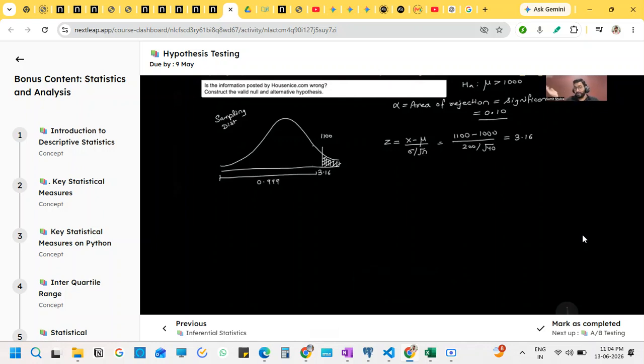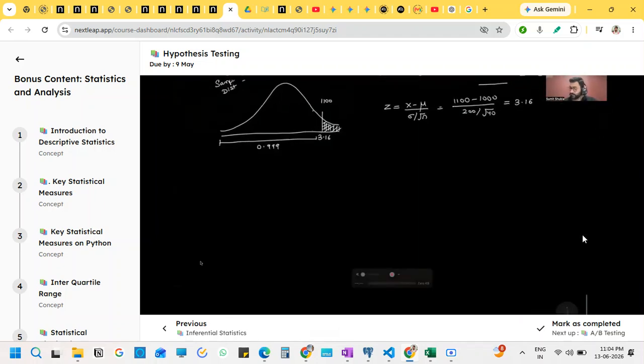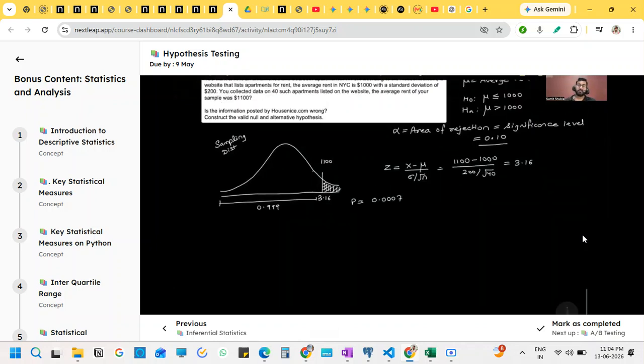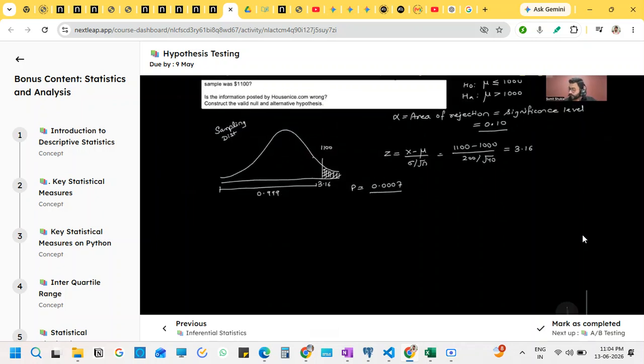But I'm interested in the left side, right? So I'm interested in 1 minus this, which is 0.0007. This area, which is captured by the value that we have obtained, is 0.0007, and this value is the p value. So the p value is the area that my data point, or my result, is capturing. Now this area is lower than alpha. So I'm saying that I'll reject my null if it is. This is my area of rejection because it is 0.01, and this is only 0.0007.